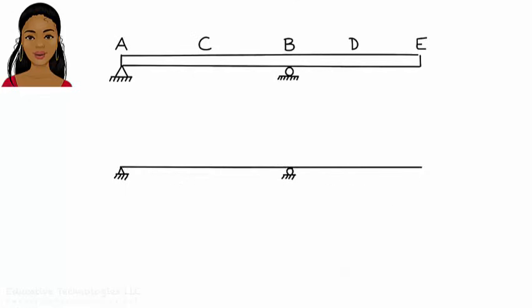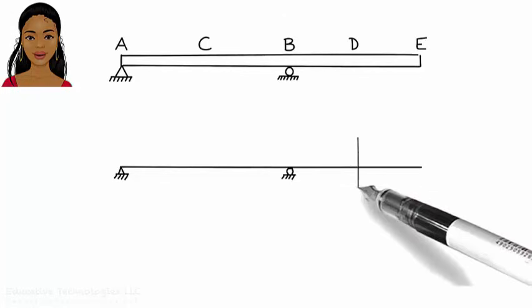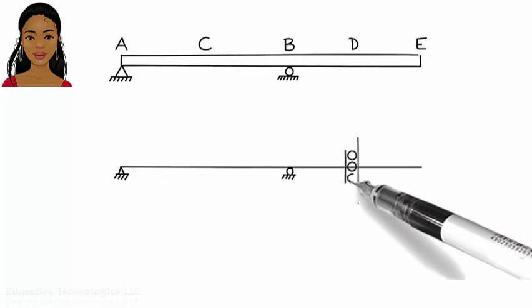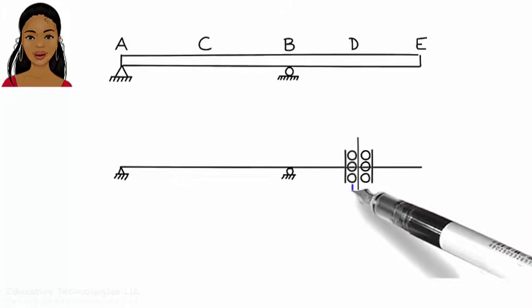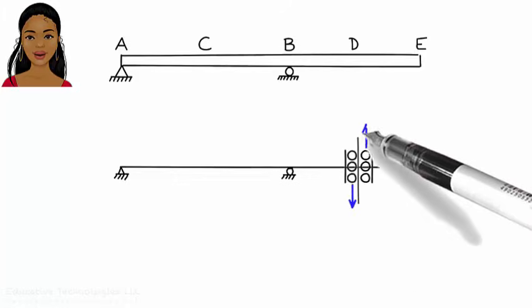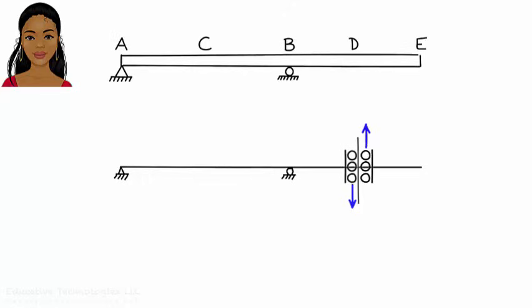Now let's draw the influence line for shear at D. First, place a pair of vertical rollers at D. Then subject the rollers to a positive shear force. This means placing a downward force at the left roller and an upward force at the right roller. Now draw the deformed shape of the beam.